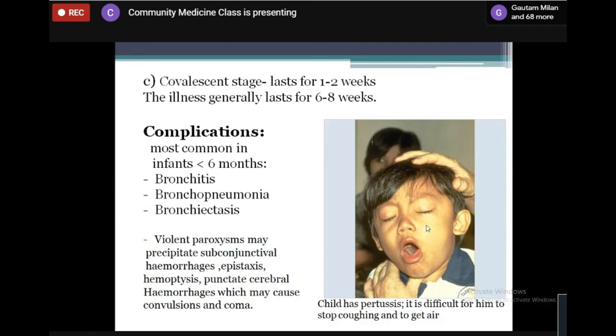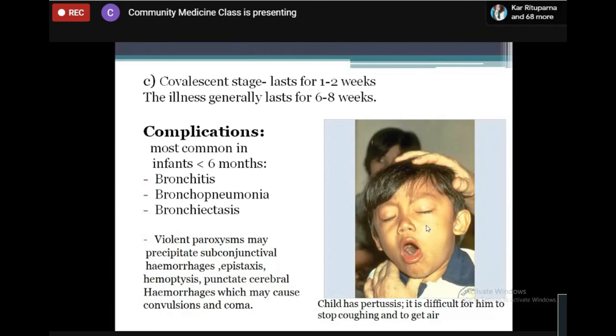The complications: pertussis has many complications. If not treated, especially in infants less than 6 months, there can be bronchitis, inflammation of the bronchi, bronchopneumonia, and bronchiectasis. Don't worry about what these diseases are; they are diseases of the lungs which will be taught to you gradually. Just remember that in bronchitis all the bronchi will be affected, causing inflammation, then pneumonia, and bronchiectasis. Bronchiectasis is permanent disruption of the terminal bronchioles. The terminal bronchioles will be collapsed permanently.